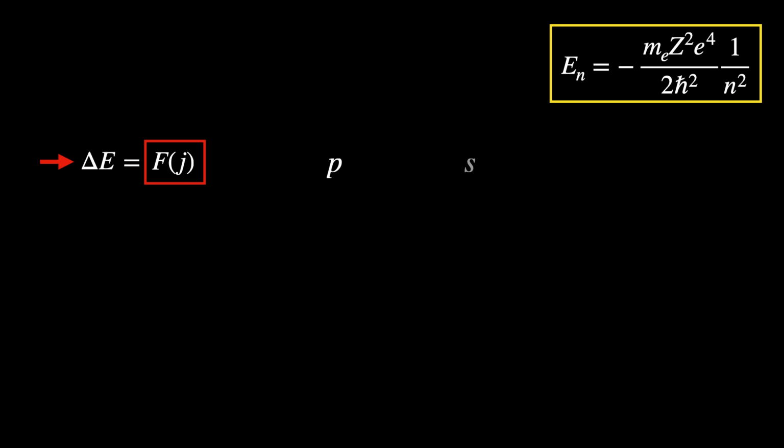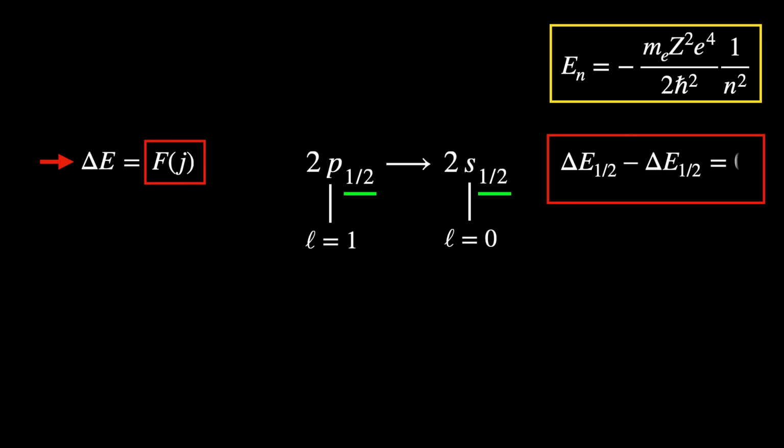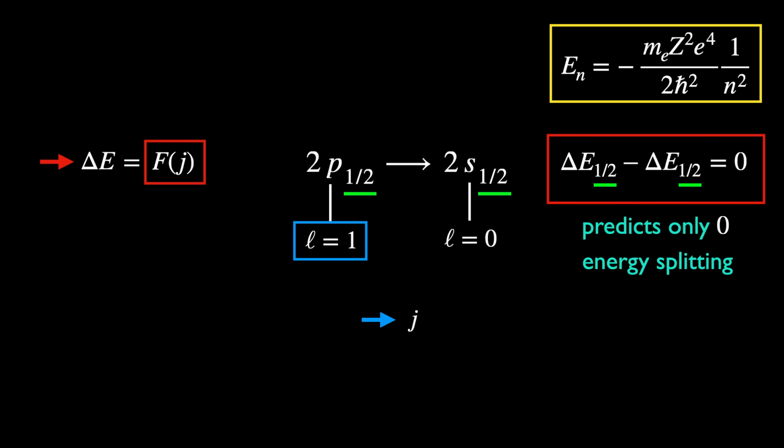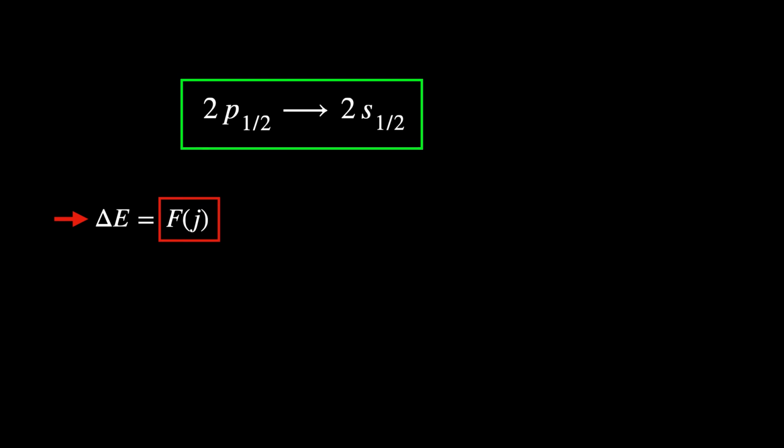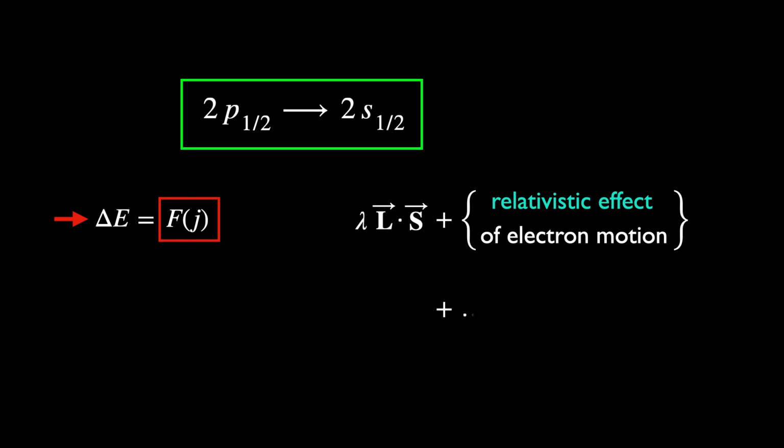However, when we have two states differing only by L with the same n and J, this formula gives the same energy for both states and cannot explain any non-zero transition energy between them. For the first state with L equals 1 and spin half, the values of J are as shown, while for the second state with L equals 0, both of these cases contain J equals half, which are the states we are considering in the above transition. Thus, in order to explain the energy of this transition, we need to consider additional effects on top of the spin-orbital coupling and the relativistic effect of electron motion.